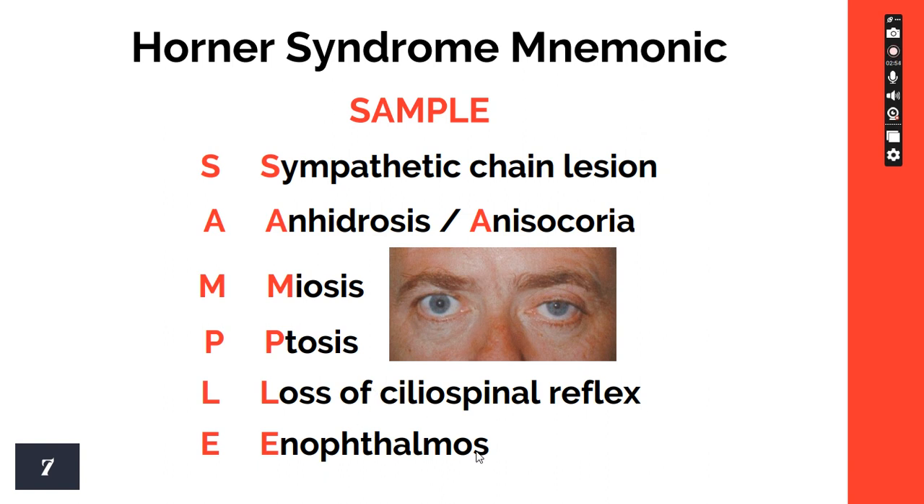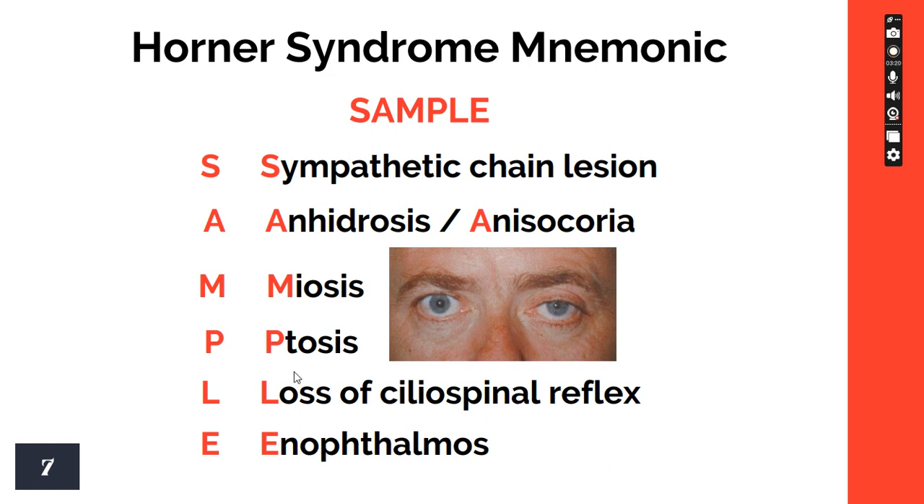Okay. And E for enophthalmos, and it's actually a pseudo enophthalmos because enophthalmos, i.e., sunken eye. Okay, sunken eye, as we see here. So it's a pseudo enophthalmos. The eye is not actually sunken, but due to the partial ptosis and the miosis here, it seems a little bit like the eye is sunken, but it's not.